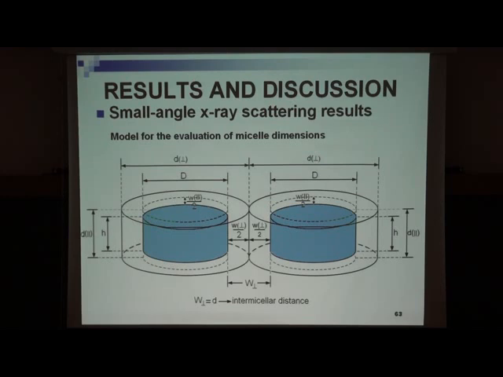Then, according to our study, we should determine the distance between two naked micelles. If we suppose two micelles are neighboring, we can calculate this distance. This distance is very important because it corresponds to the distance between the chiral micelles along the helix axis.